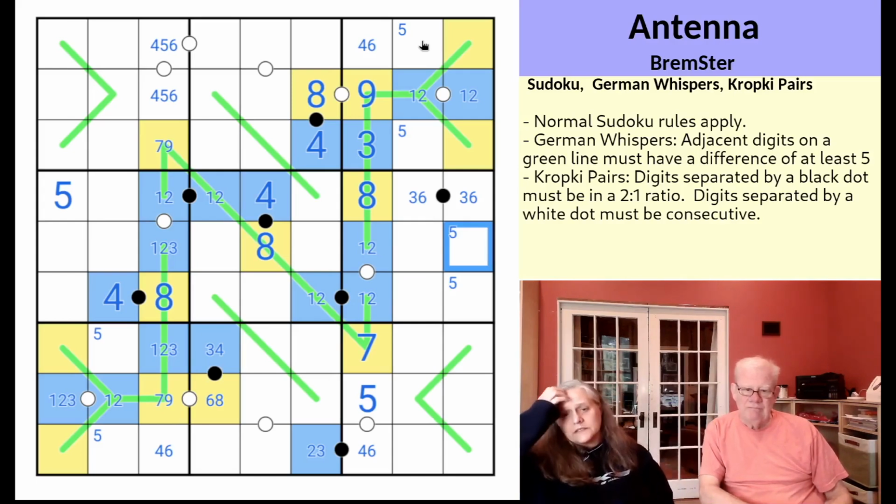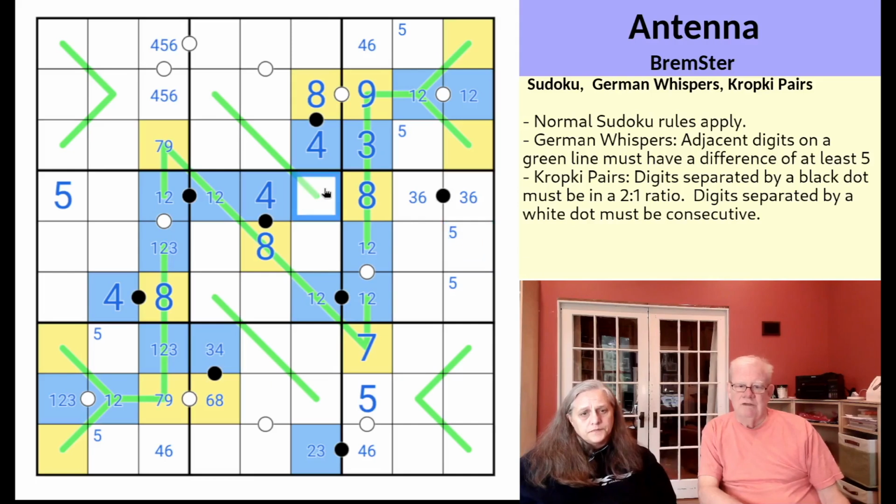All right, so let's see. What else do we have? What are we missing? So this is not 1, 2, 3, or 4 because it sees a 3 on the 3, 6 pair. Oh, beautiful. So it's high. And it's not an 8, so it's a 6, 7, 9.